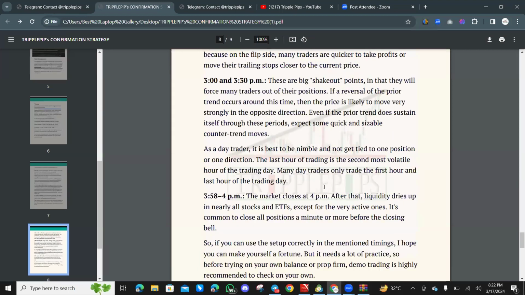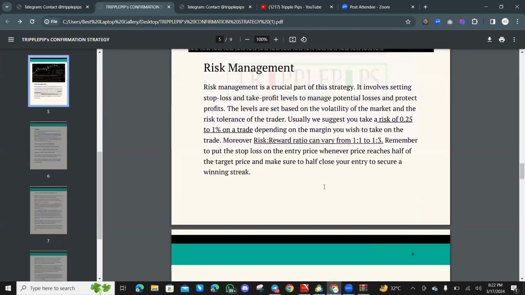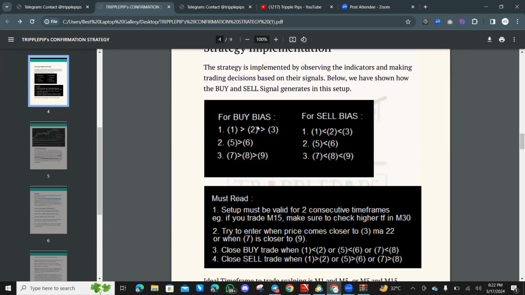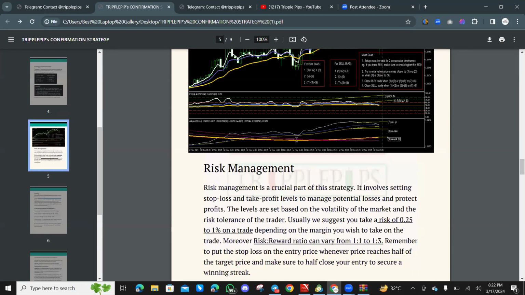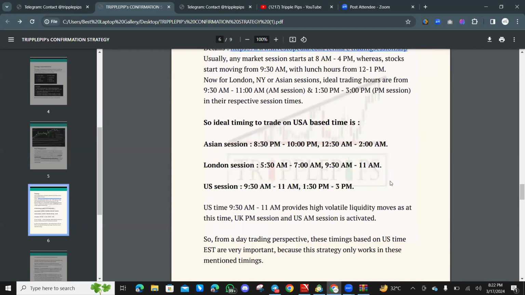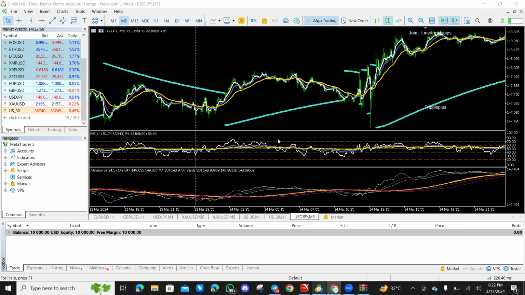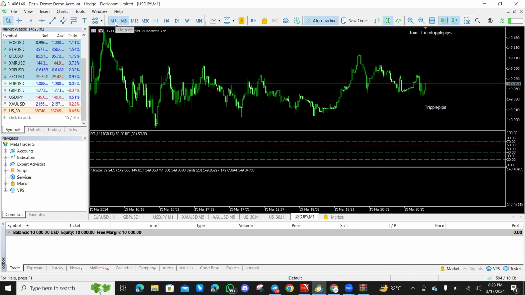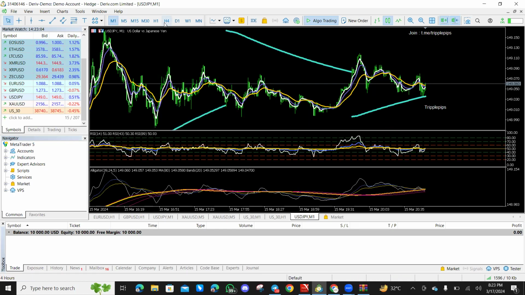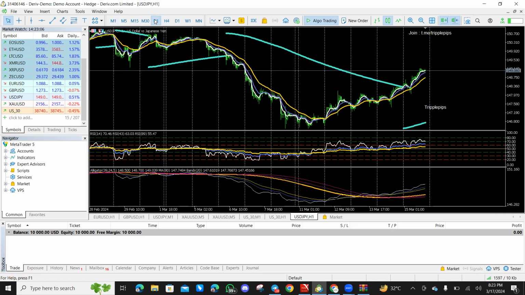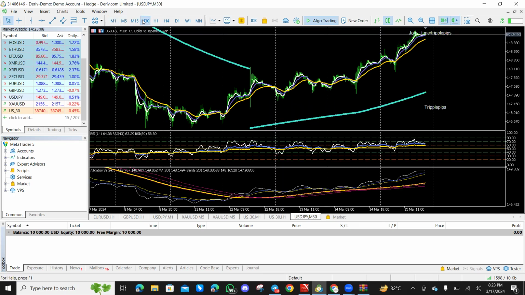So the strategy is very simple, guys. You just have to use these values and the readings in these specific times. And the pair could be like gold. If you do scalping, it will be M5 and M1. If your trade is on a weekly basis, you have to use H1 and M30.